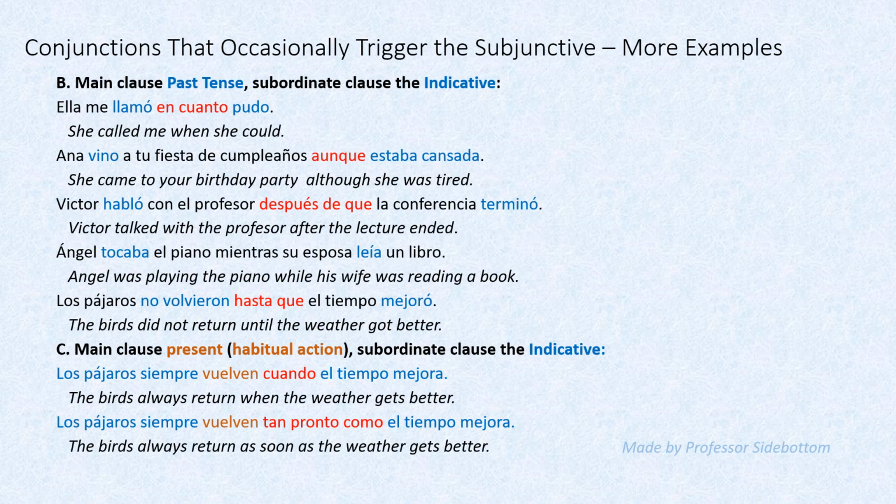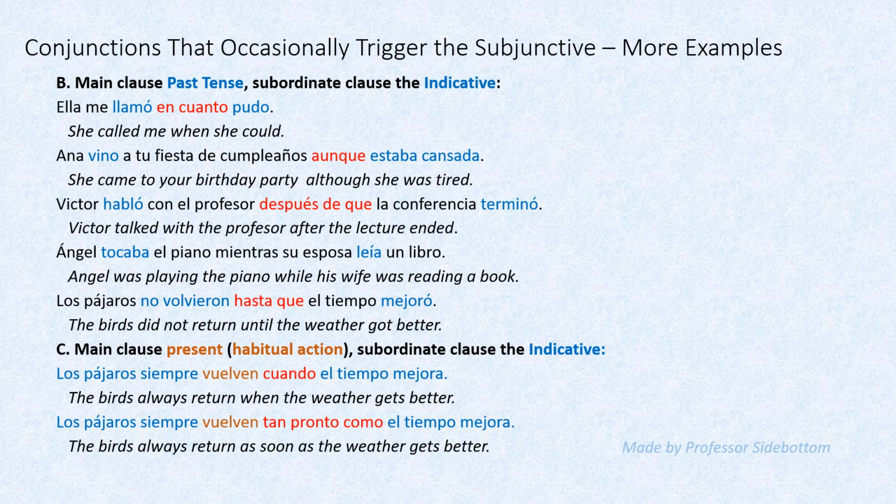In the next examples with conjunctions that occasionally trigger the subjunctive, we have a past tense in the main clause which triggers the indicative, a tense of the indicative in the subordinate clause. Ella me llamó en cuanto pudo. Ana vino a tu fiesta de cumpleaños aunque estaba cansada. Víctor habló con el profesor después de que la conferencia terminó. Ángel tocaba el piano mientras su esposa leía un libro. Los pájaros no volvieron hasta que el tiempo mejoró.